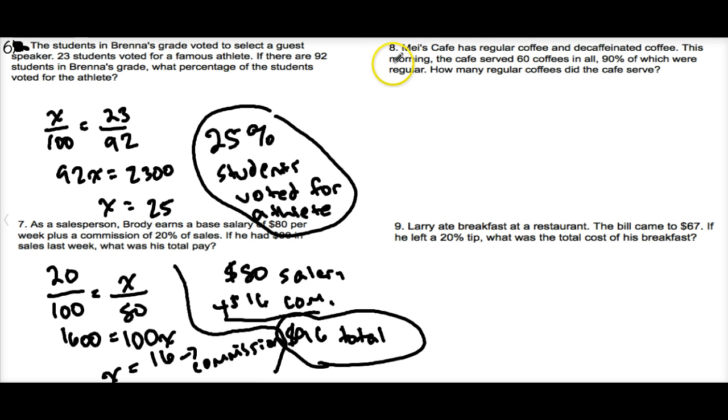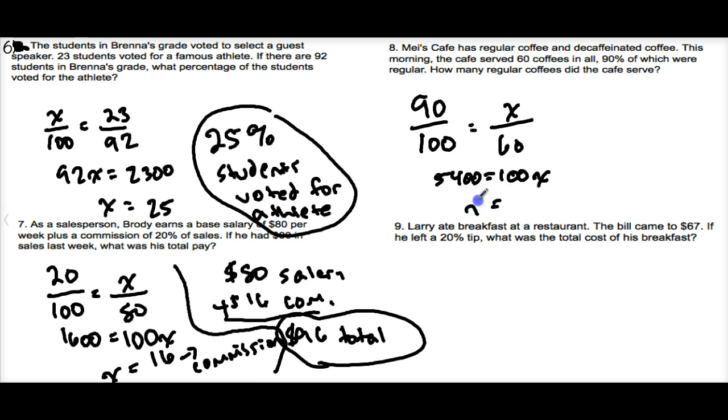All right. Number 8, Mel's Cafe or May's Cafe has regular coffee and decaffeinated coffee. This morning the cafe served 60 coffees in all, 90% of which were regular. So 90%, so 90 goes over 100. And the total coffees goes on the bottom. And we don't know the part that were regular coffees. So we're going to cross multiply. And X is going to be 54. So that'd be 54 regular coffees served.